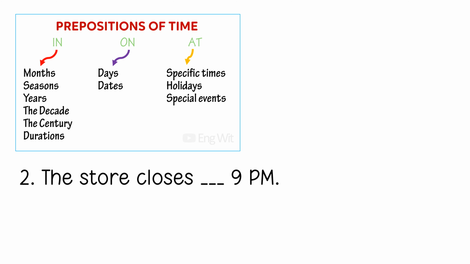The store closes blank 9 p.m. The time word in this sentence is 9 p.m. 9 p.m. is a specific time. So, we use the time preposition at. The store closes at 9 p.m.